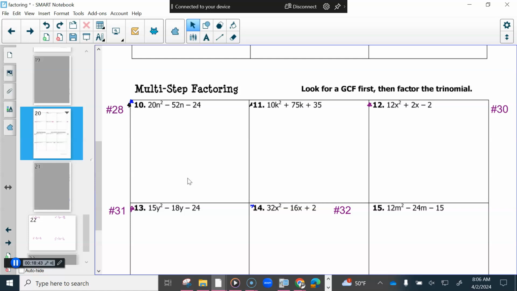Which one? The one that you're on. Oh, okay. I don't use those often, clearly.